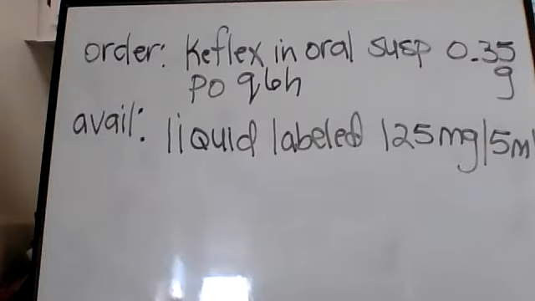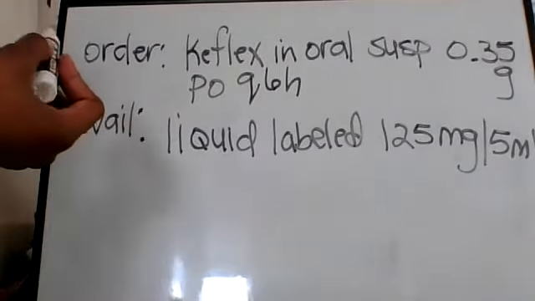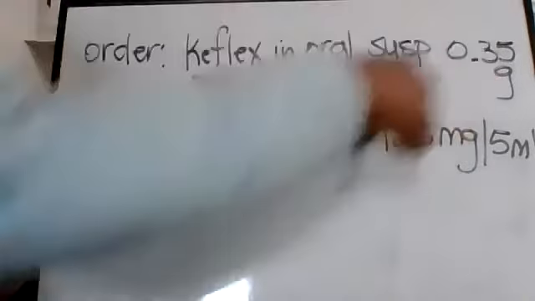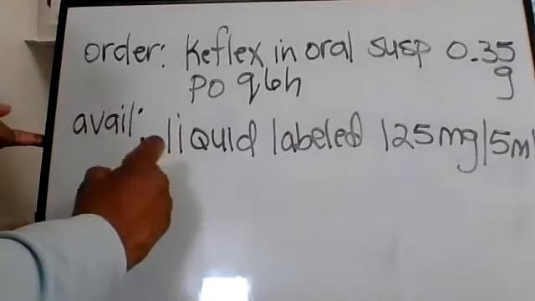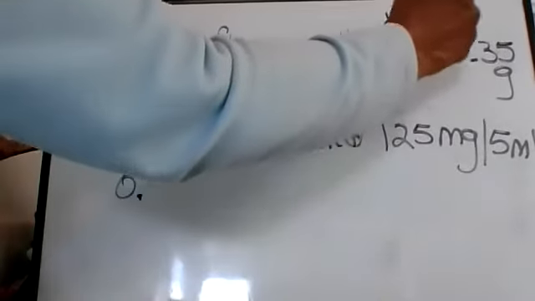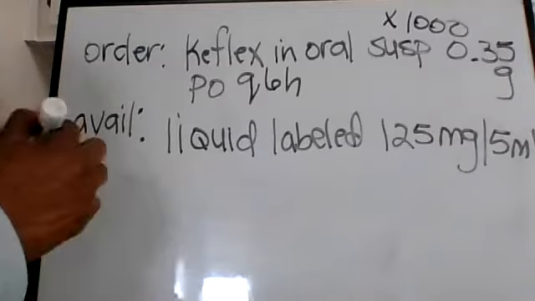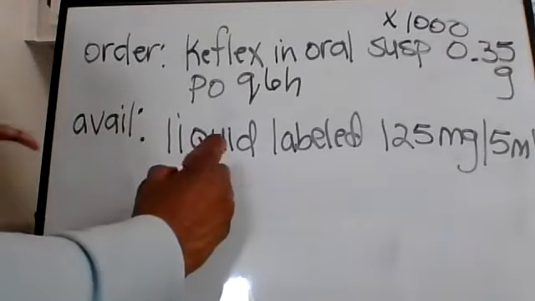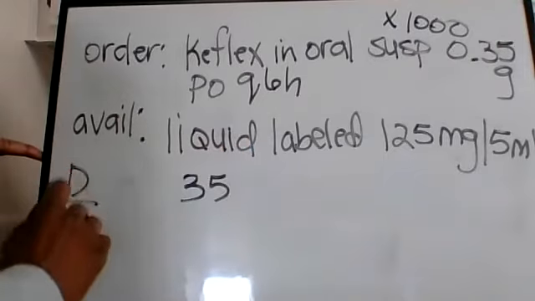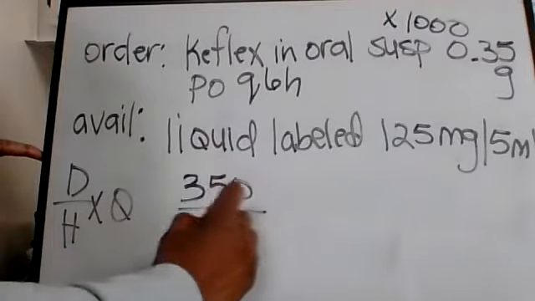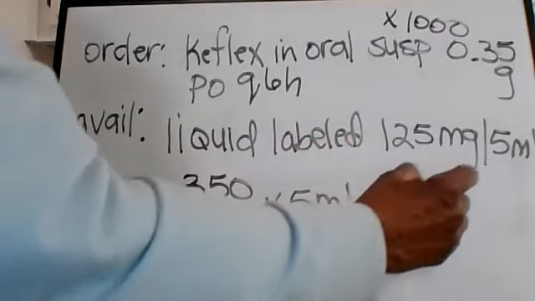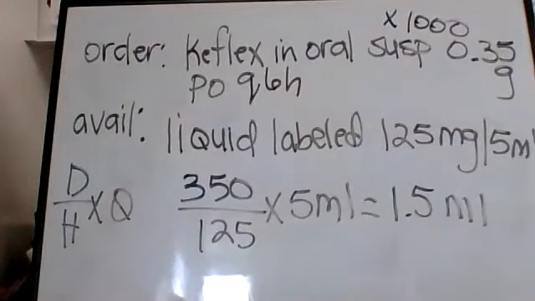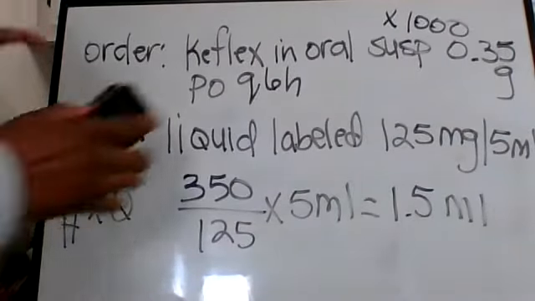All right, you can pause at this point and work out this problem. Always challenge yourself, right? Challenge yourself and work these problems out. Okay. And so the answer, we have to convert 0.35 grams to milligrams. So we know that we have to multiply by 1,000. Okay. And then we come up with 350. 350 divided by 125 times 5. That's our Q, right? And what does that give us? 1.5 milliliters is the answer. Did you get it right? I hope you did. Okay.